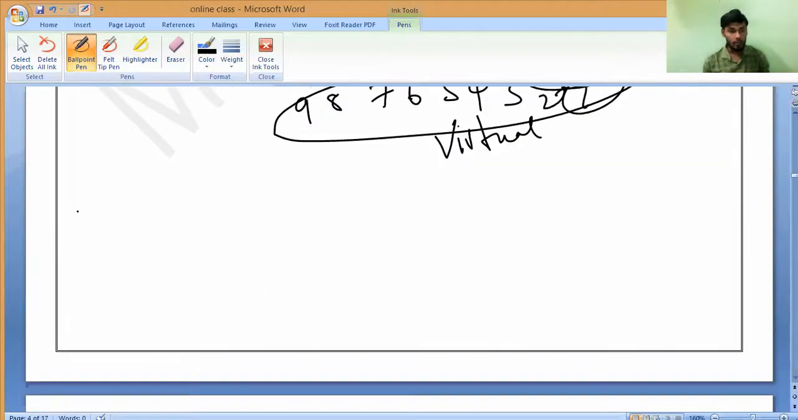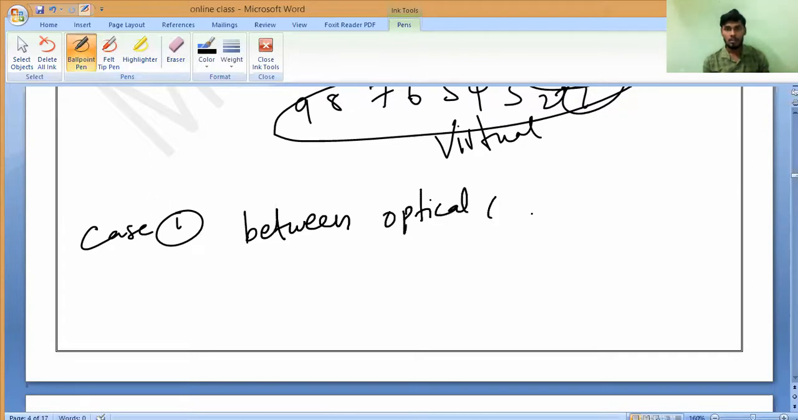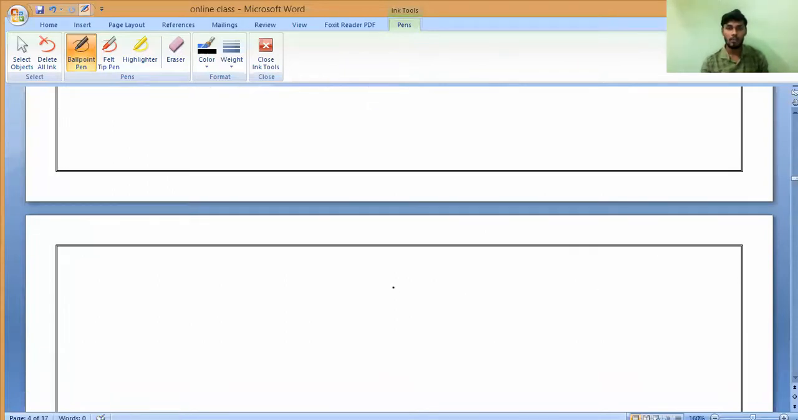Now, case 1, all of you write. First case, case 1: the object is between the optical center and F dash. In brackets you can write C and F dash. All of you note it down and quickly draw the lens.